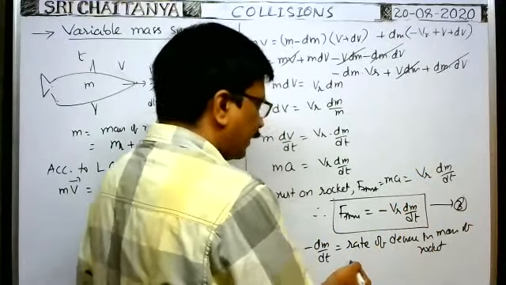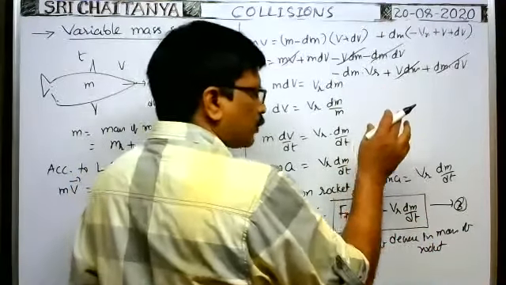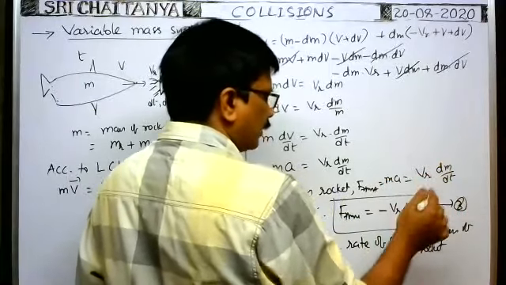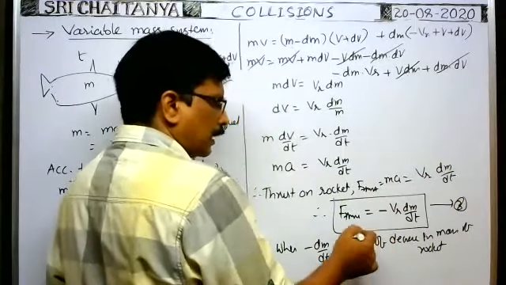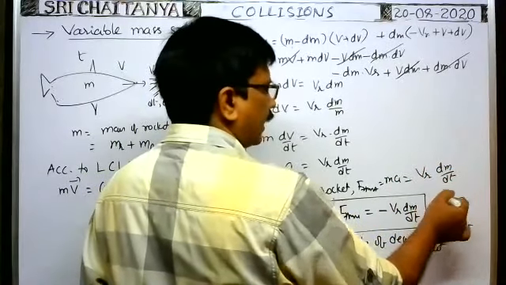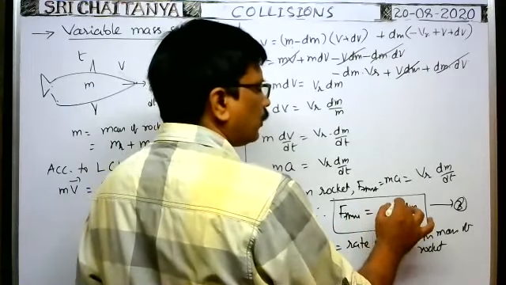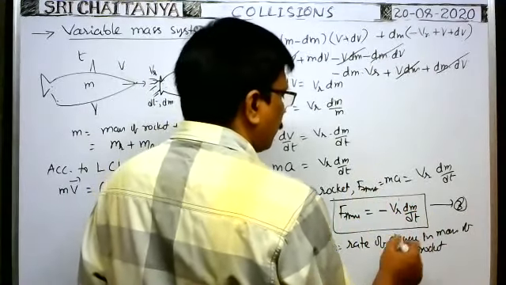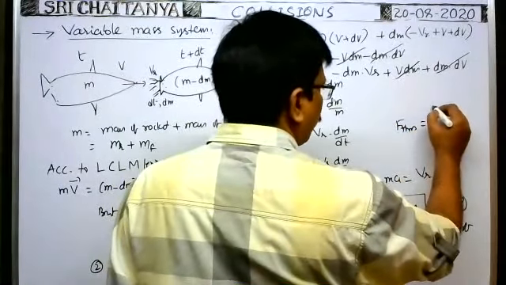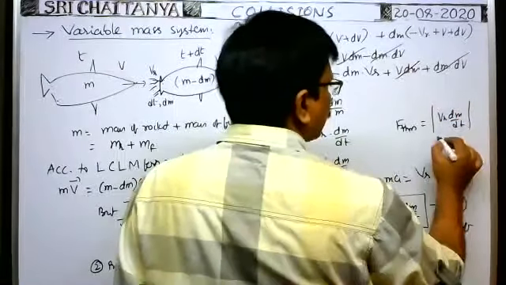Minus dm by dt I already wrote, the rate of decrease in mass of the rocket. So while substituting the data, suppose you are given dm by dt is the rate of decrease in mass, then you substitute the value dm by dt is equal to minus 10 kilogram per second. Minus means plus. So thrust on the rocket is equal to plus Vr into dm by dt. That means when you consider the magnitude, thrust is equal to modulus of Vr into dm by dt. We can consider the magnitude like this.